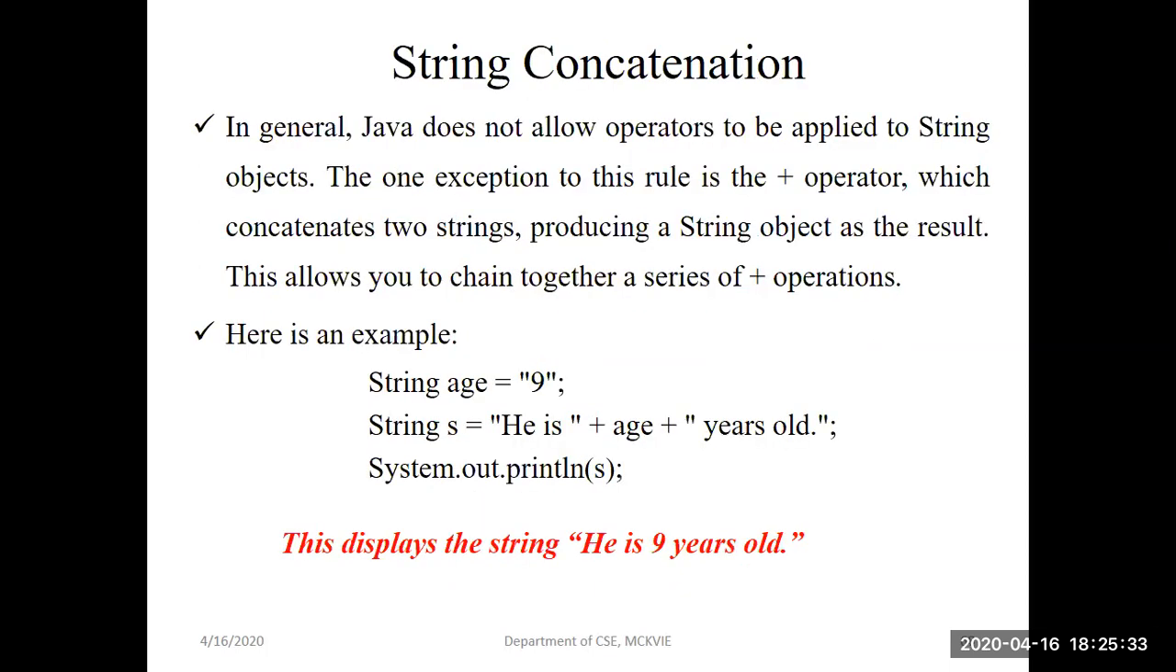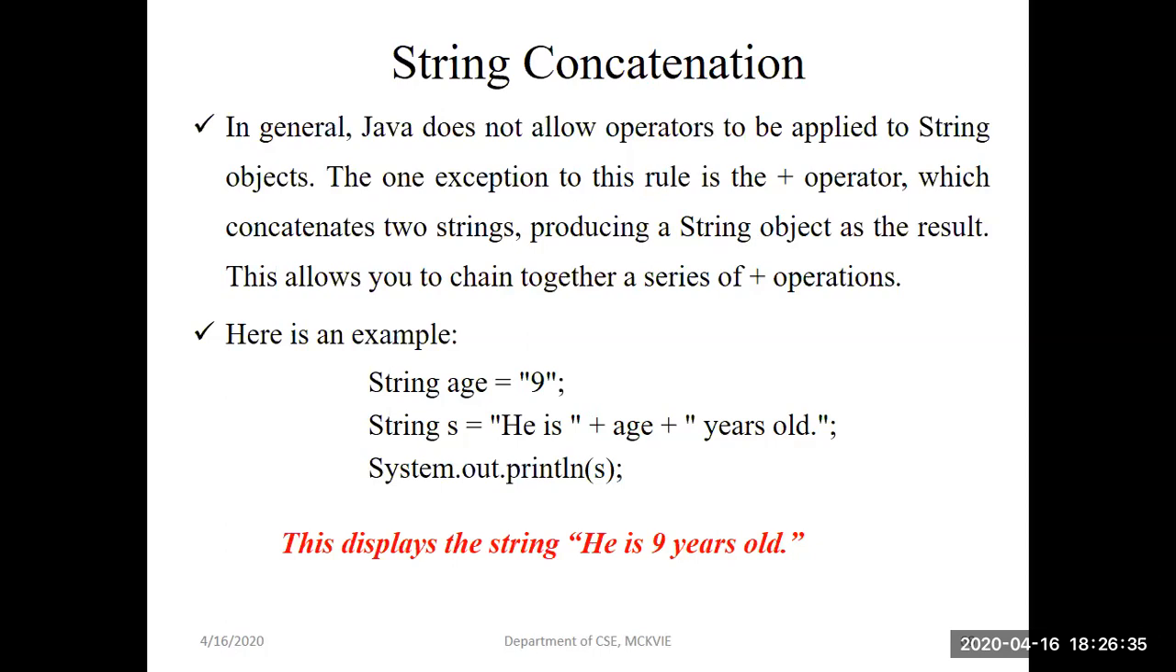Now, string concatenation. We already discussed the topic of string concatenation, but Java doesn't allow any operators to be applied to string objects. The exception is the plus operator, which concatenates two strings and produces a string object as the result. This allows you to chain together a series of plus operations. We already use this plus operator in different kinds of SOPLN statements. Fine. So the plus operator, we know, is used as a concatenation operator, and it returns a string object.